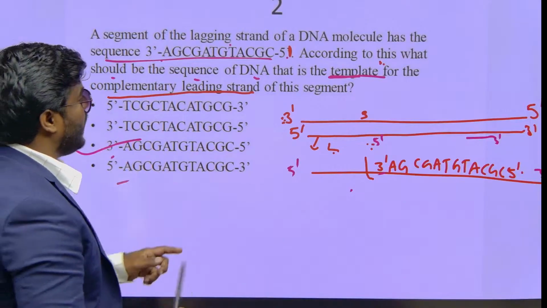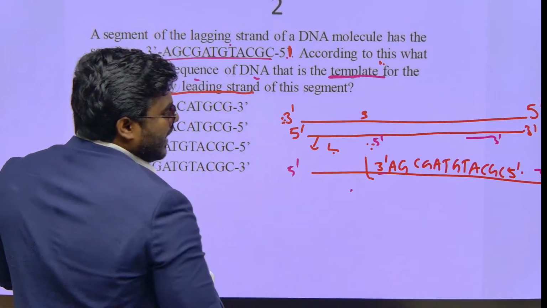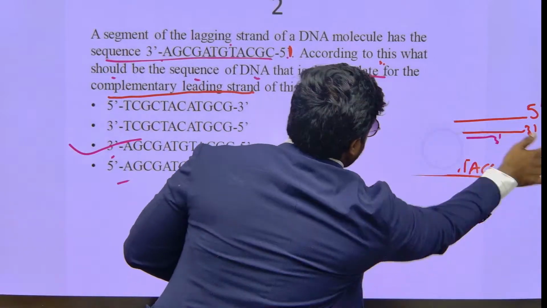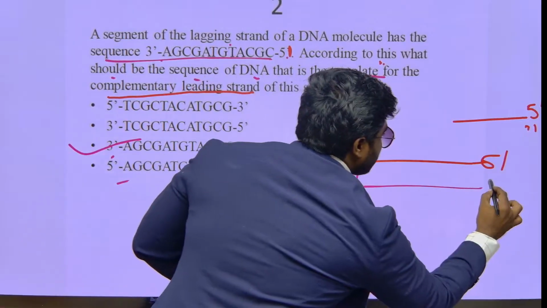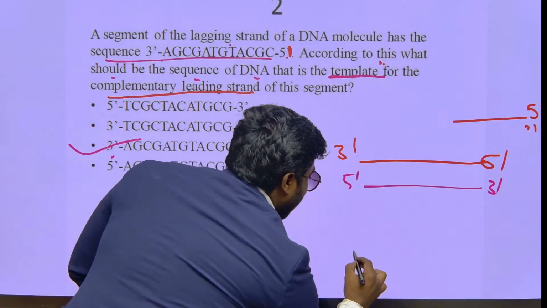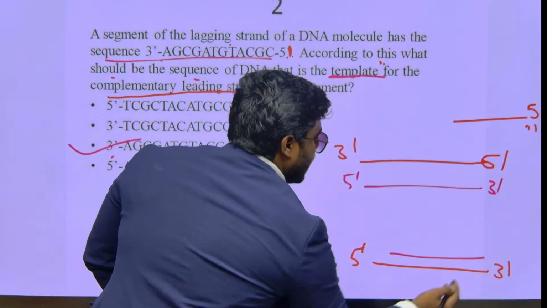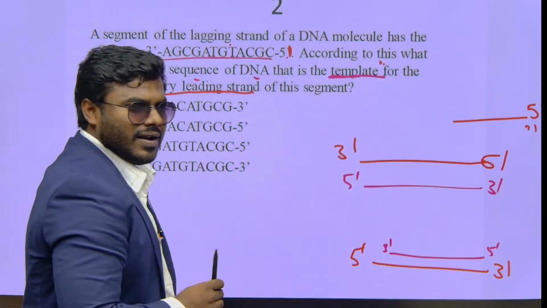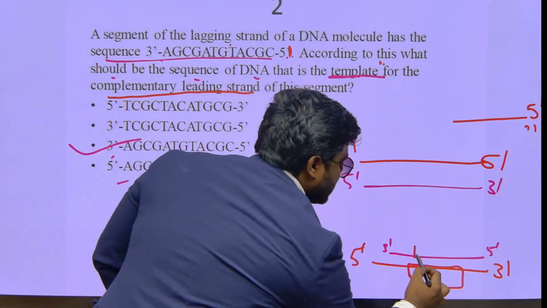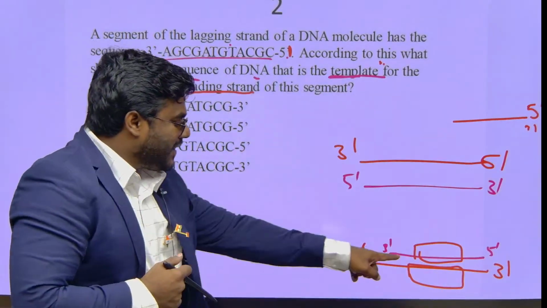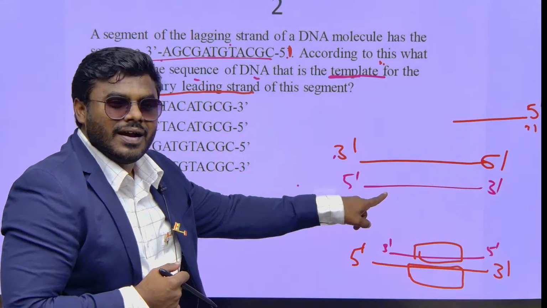Once again, understand everyone. They have given the sequence of what strand? Lagging strand. Correct? Okay, I'll draw quickly. This is one parent strand, and this is what strand? Leading strand. Then this is what strand? Another parent strand, and this is the lagging strand. Now what sequence have they given? They have given this lagging strand sequence. They are asking for the sequence of what? The parent strand, the template of the leading strand.